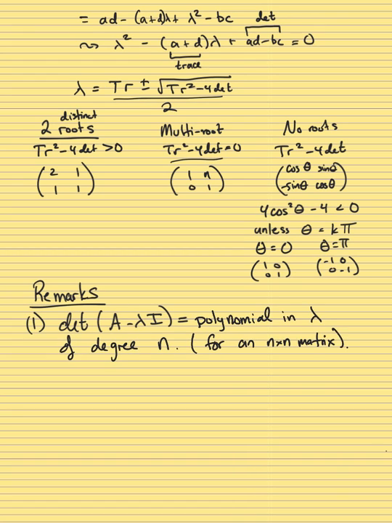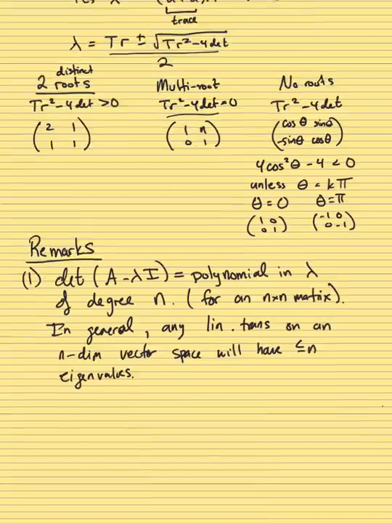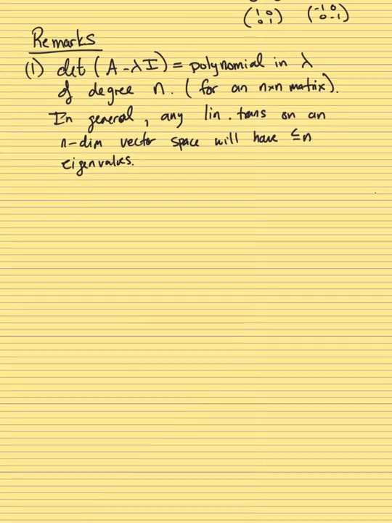All right, so in general, any linear transformation or matrix, I'll just say linear transformation on an n-dimensional vector space, will have less than or equal to n eigenvalues. Okay, just by looking at this formula. Or you can also compute it by saying that every eigenvalue should have a corresponding eigenspace, and there can't be more than n of those.